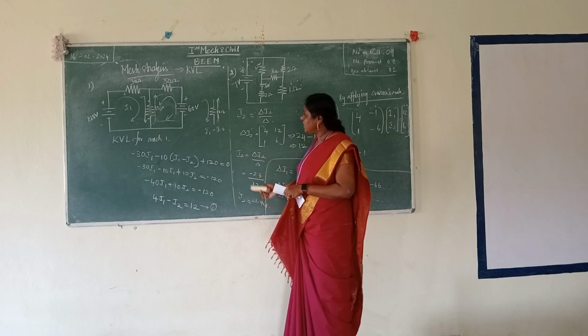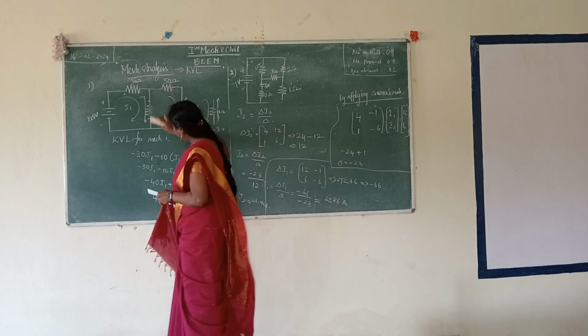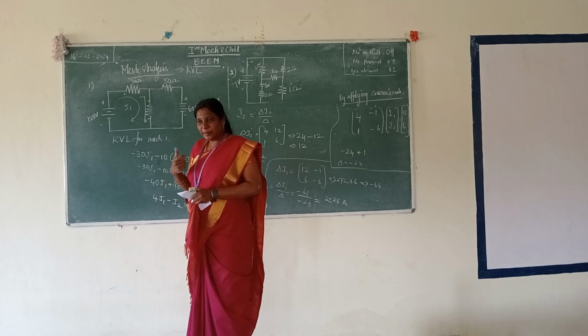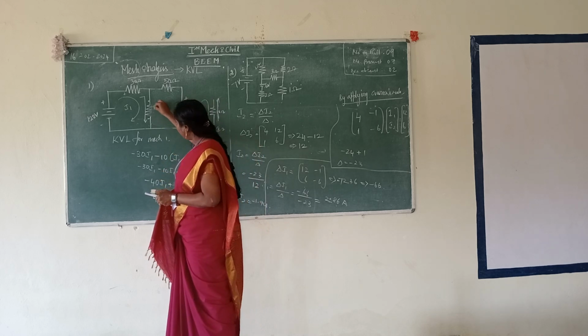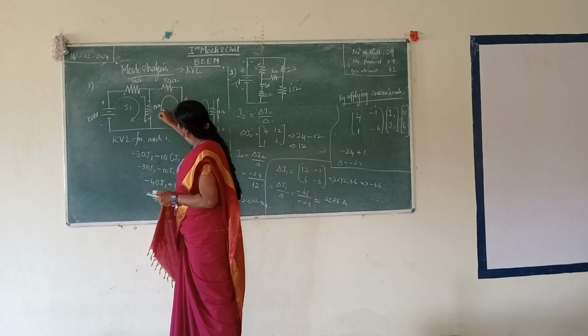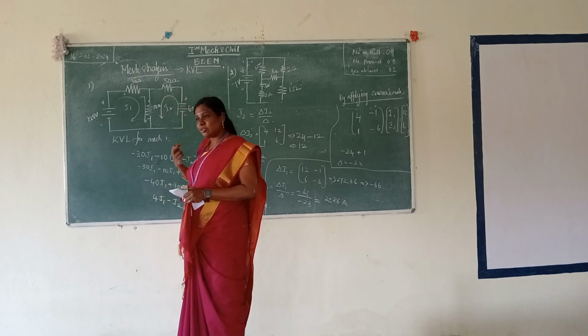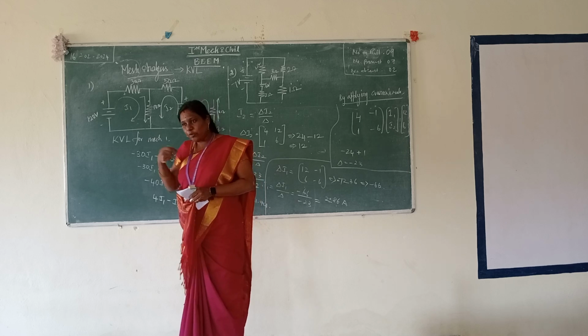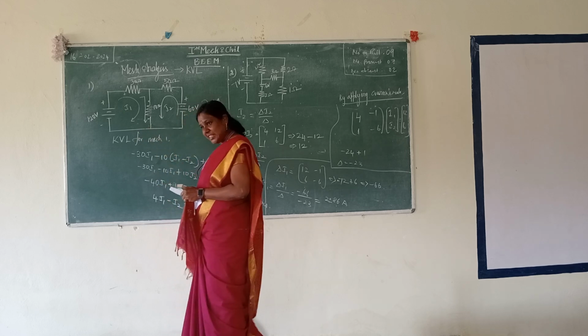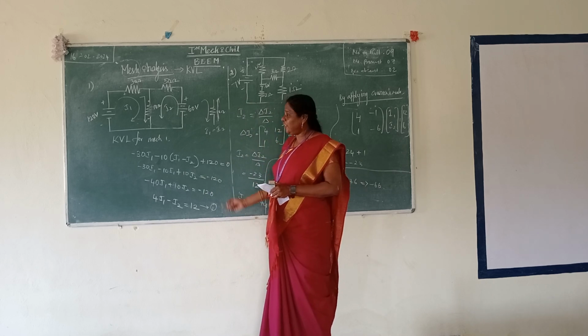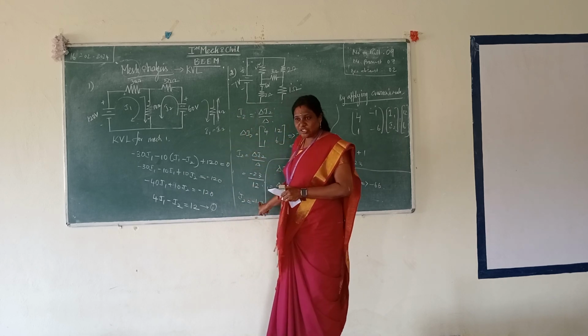So if you get a minus answer, you should take the diagram and redraw it. You should put the current in this direction because the assumed direction is wrong. Now you write I2 is equal to plus 1.91 ampere. After redrawing the direction, you should change it to plus.